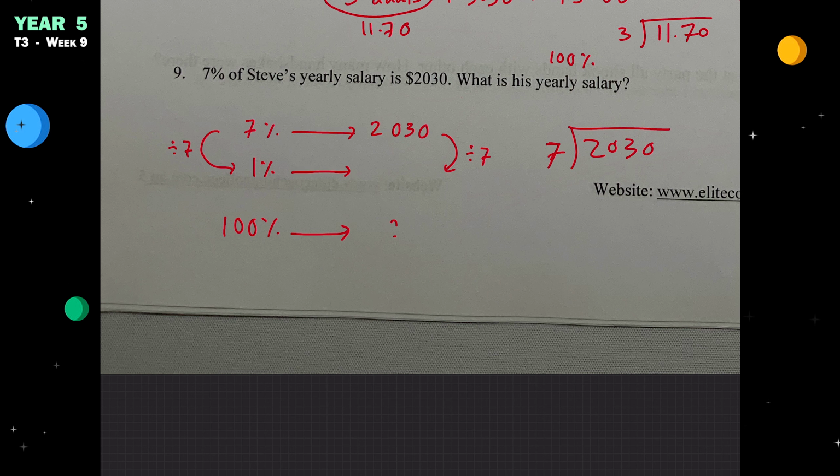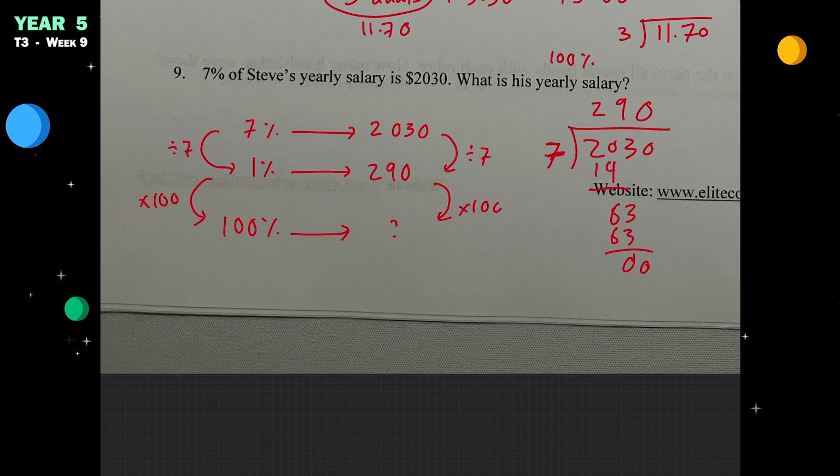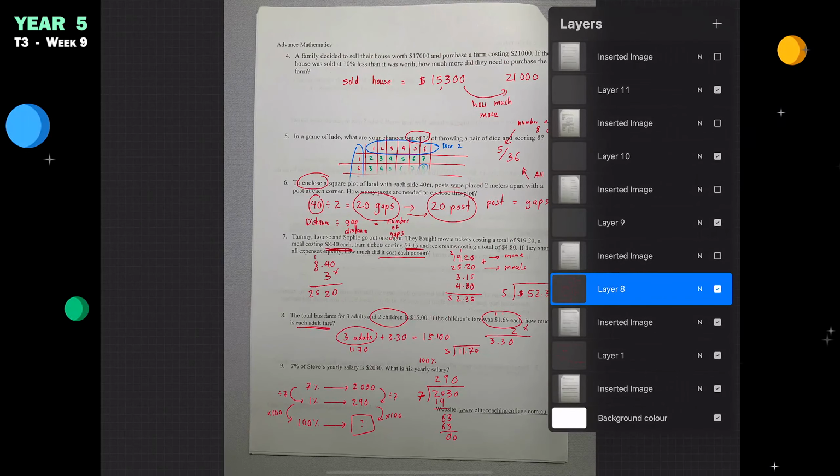20 divided by 7 will give you 2. 2 times 7 is 14. Take away, you get a remainder of 6. Bring the 3 down. 63 divided by 7 is 9. 9 times 7 is 63. Bring a 0 down. 0 divided by 7 is 0. So this is 290. Now you want to times it by 100. You can get the answer there. Easy. Okay, moving on. Next page.